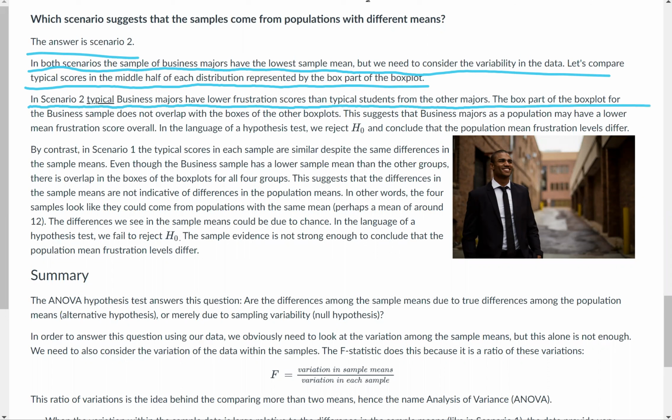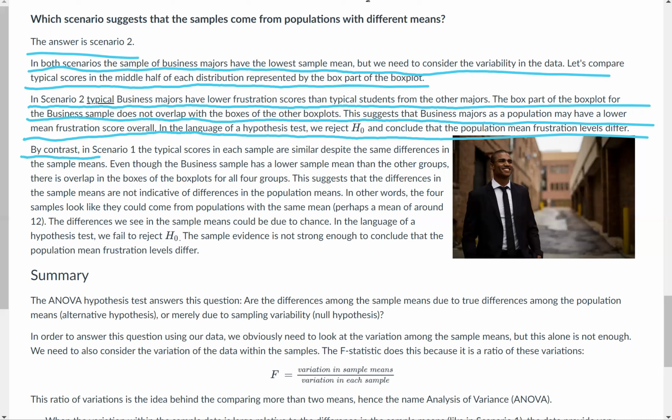from the other majors. The box part of the box plot for the business sample does not overlap with the boxes of the other box plots. This suggests that business majors as a population may have a lower mean frustration score overall. In the language of hypothesis tests, we reject the null hypothesis and conclude that the population mean frustration levels differ.